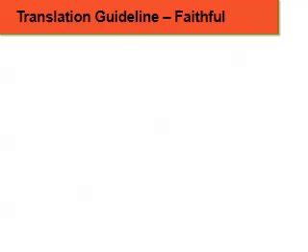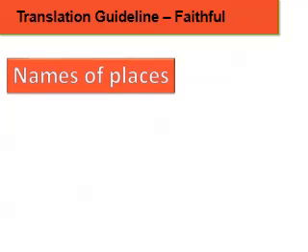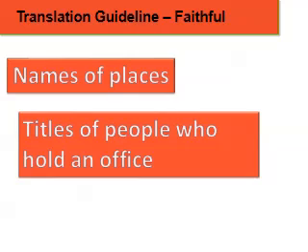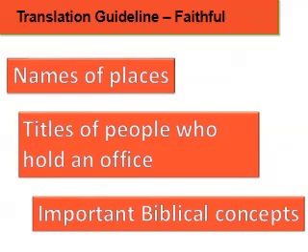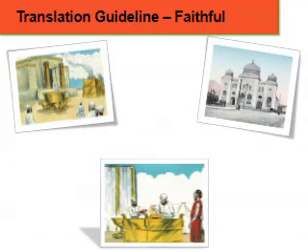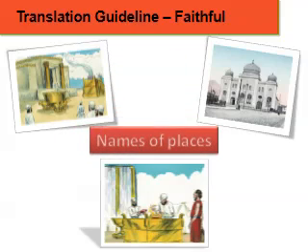Some common unknown ideas are names of places, titles of people who hold an office, and important biblical concepts. Take special note of terms like the following: names of places, such as temple, a building where the Israelites offered sacrifices to God; synagogue, a building where Jewish people assemble to worship God; and sacrificial altar, a raised structure on which sacrifices were burned as gifts or offerings to God.